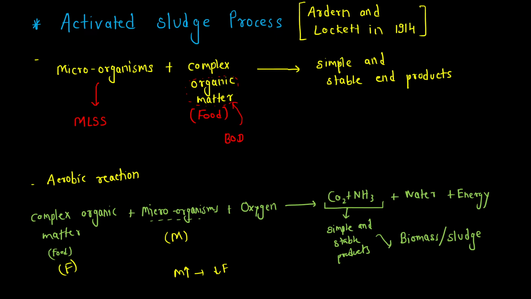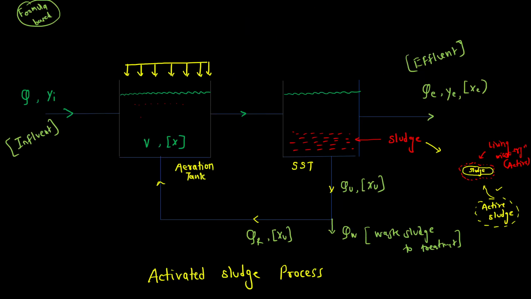The reaction I have given below. This is an aerobic reaction. Aerobic reaction means this reaction takes place in the presence of oxygen. So this is the main activated sludge process. The sewage comes from here, that is called influent, first into the aeration tank. Aeration tank means there is supply of oxygen here. So this represents the oxygen supply. Oxygen is continuously supplied to this tank.